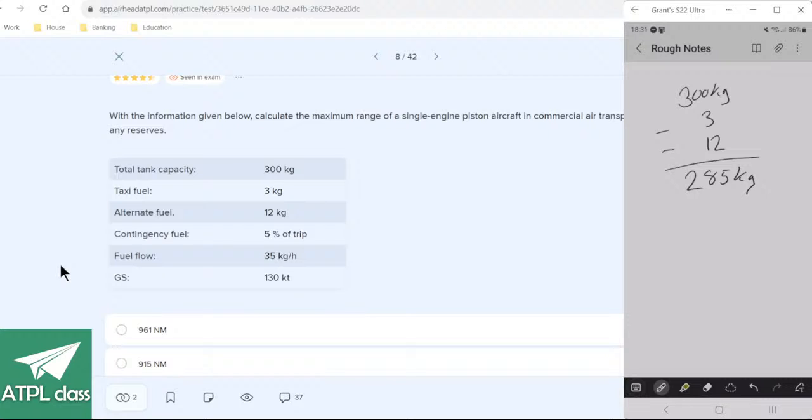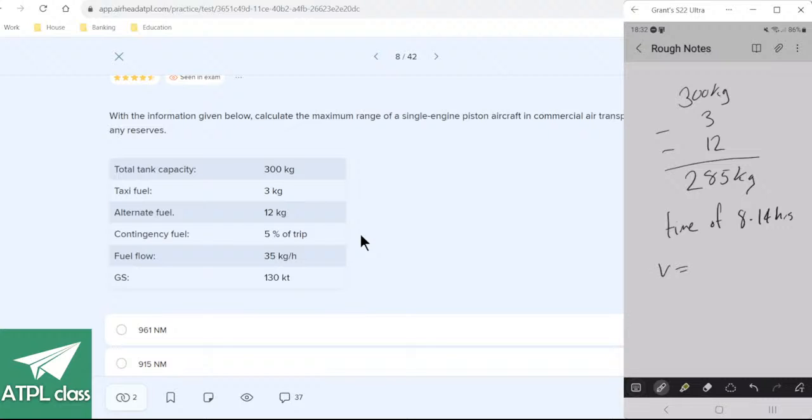We've got ground speed, so we can work out a maximum distance, which is going to be basically 105%, if you think of it that way, of our total trip that we can do, because we need the 5% knocked off, which will be our contingency. Okay, so our time that we get, 35 kilograms per hour, we've got 285 kilograms on board, gives us a time of 8.14 hours. 35 kilograms per hour, 285, yes.